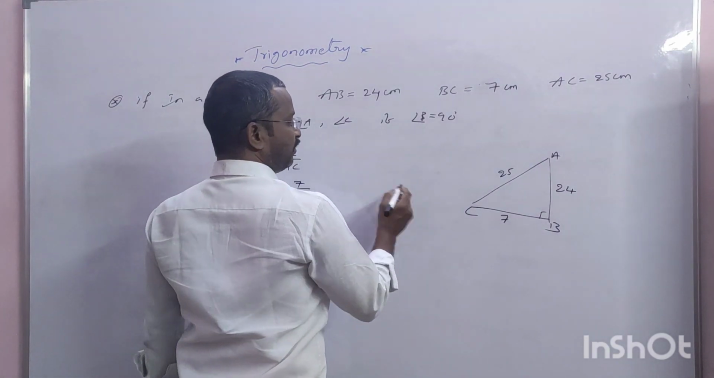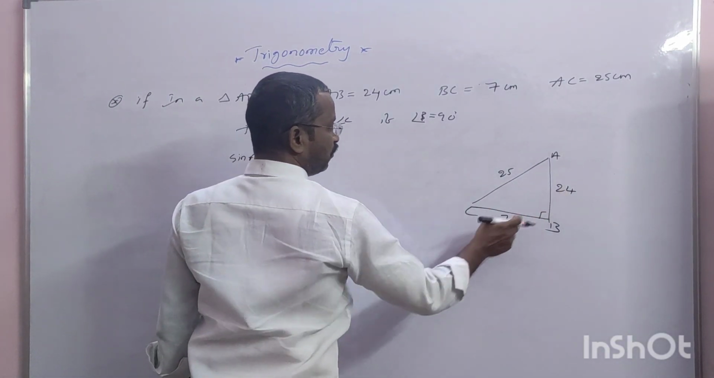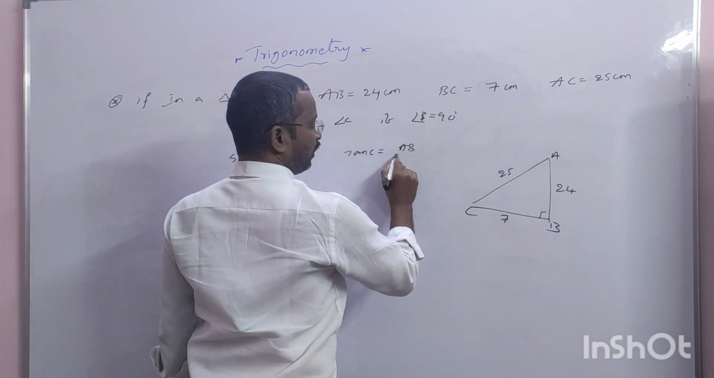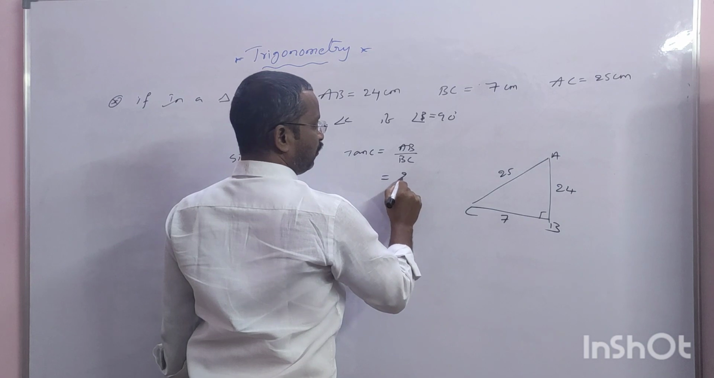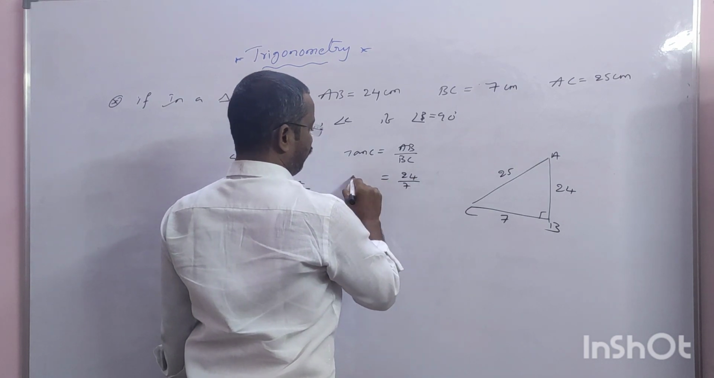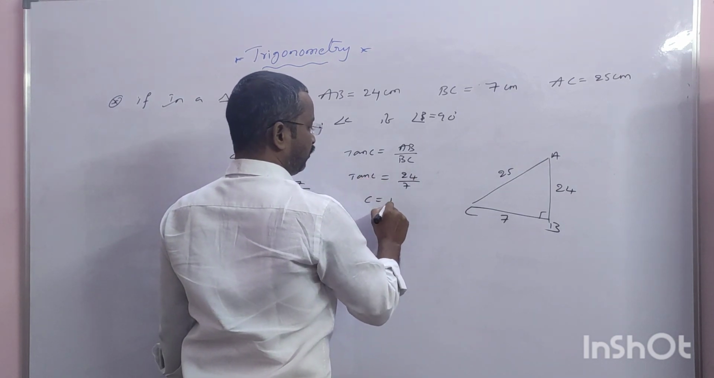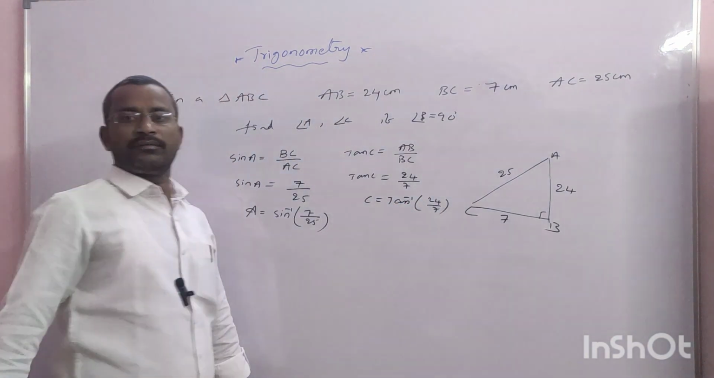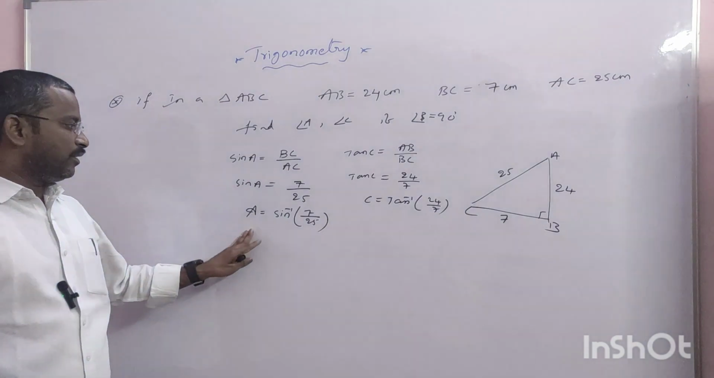Same way, what about angle C? Angle C, you can use this or use this. I may use tan C. Tan C is equals to AB by BC. What is your AB? 24, BC 7. Tan C, C is just tan inverse 24 by 7. This is writing the angle position.